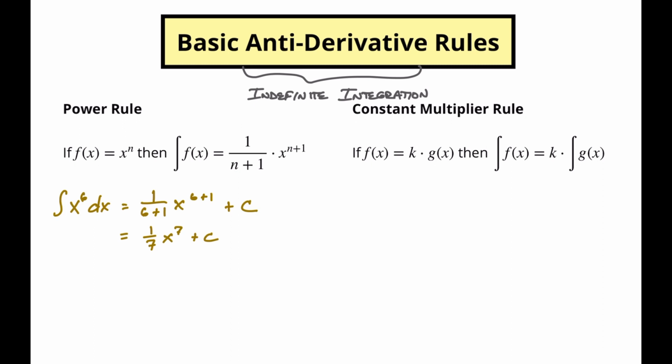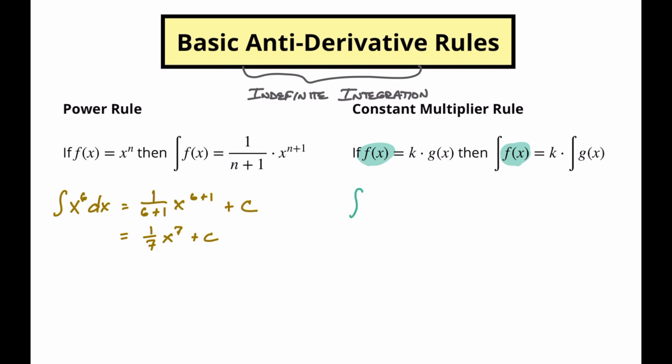Then we have what I call the constant multiplier rule. The constant multiplier rule says if your function has a constant times another function, then the integral of that original function, so here again, we're looking at the function, the integral of that function is going to be equal to a constant times whatever that other function was inside there. So what does that look like in actuality?